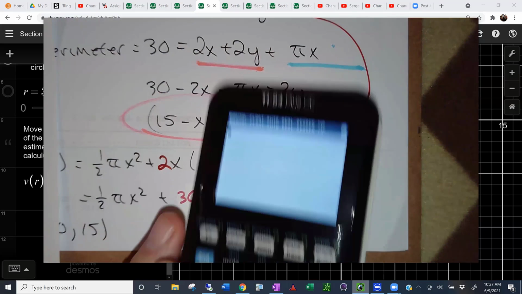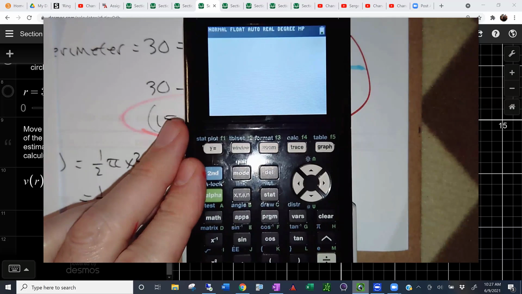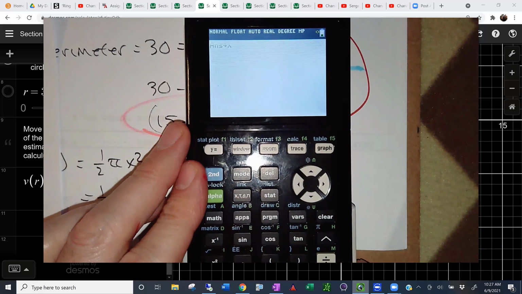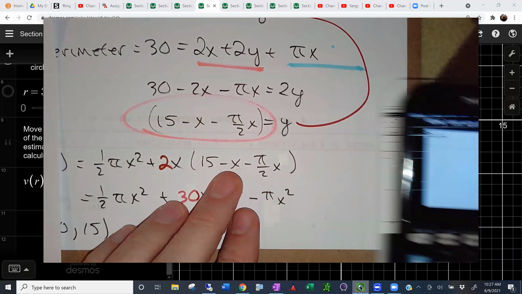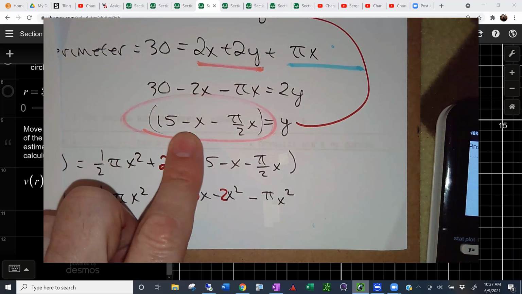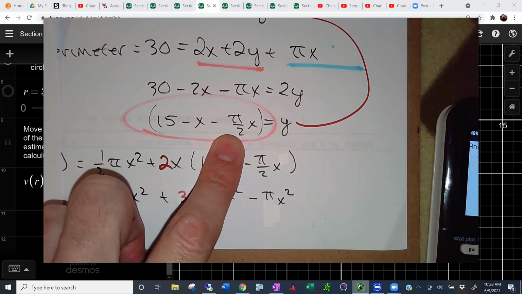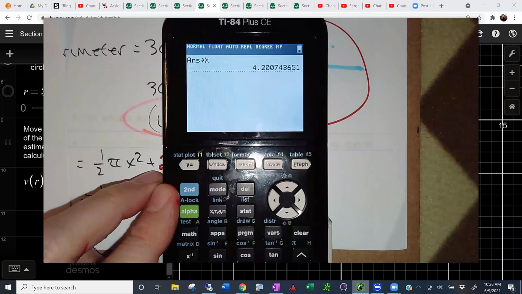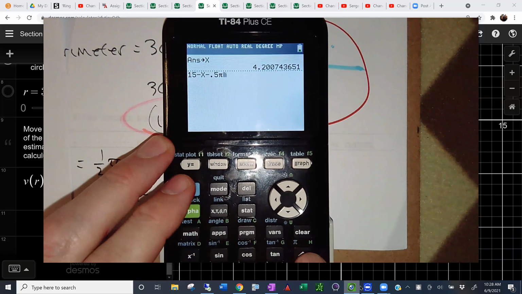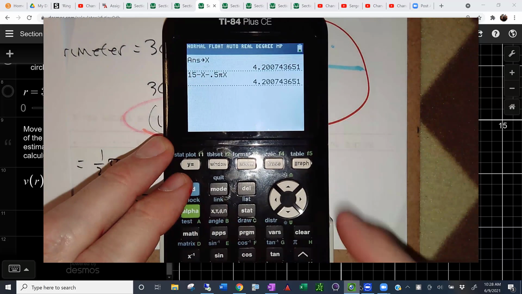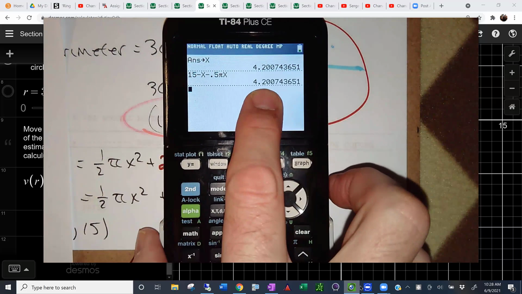So let me store that number in x. And then I want to do 15 minus x minus pi over 2 times x. 15 minus x minus 0.5 pi times x. Oh, how about that? You get the same thing again.